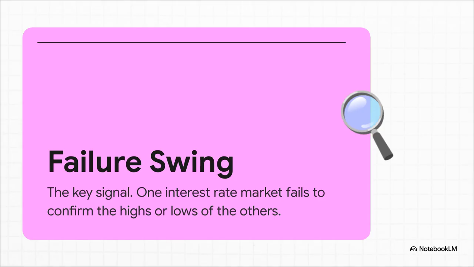It's what happens when, for example, two of the bond markets make a new low, but the third one just doesn't. It refuses to follow. That disagreement, that divergence is our clue. It's a signal that smart money is making a big move.